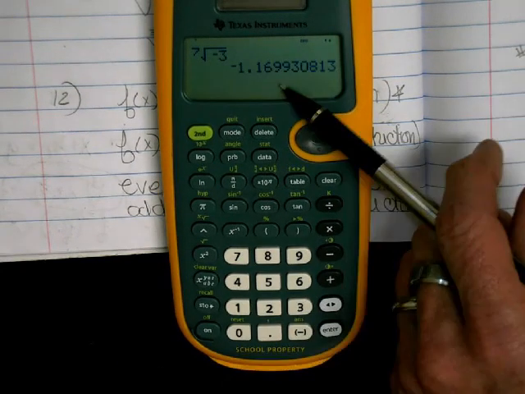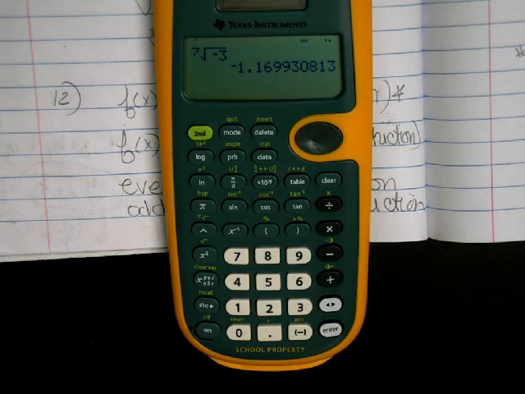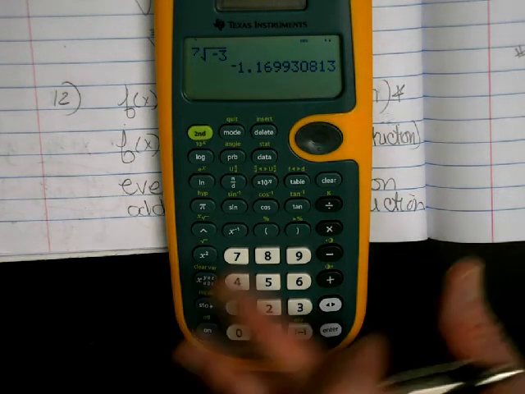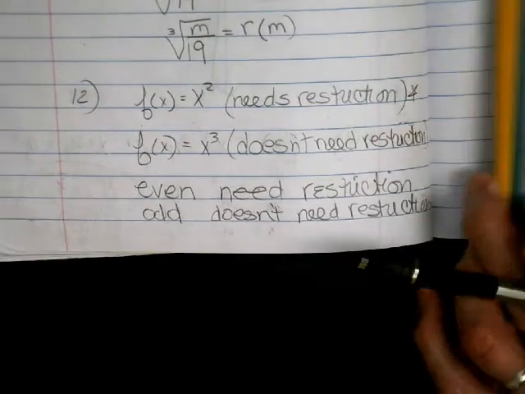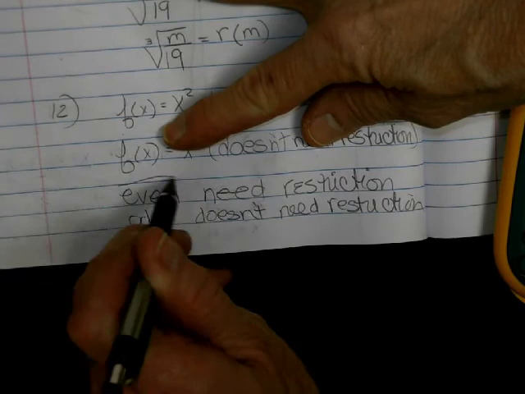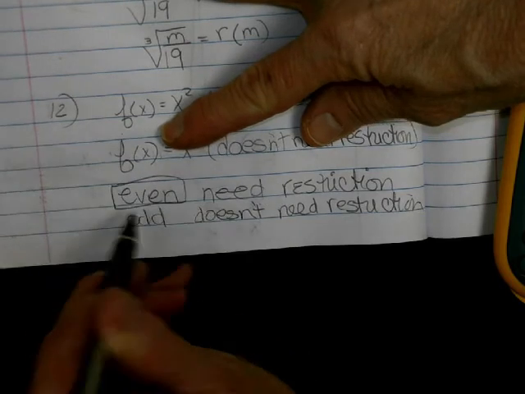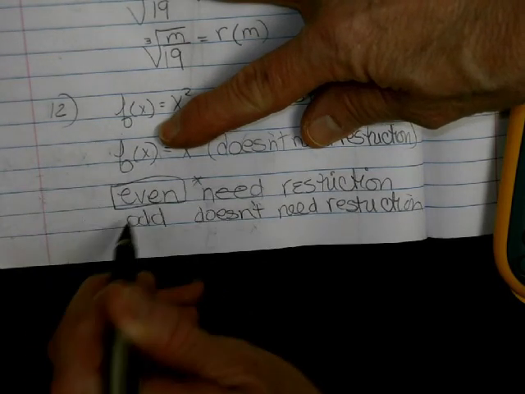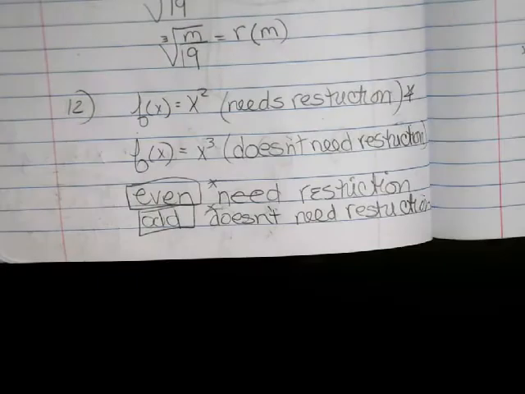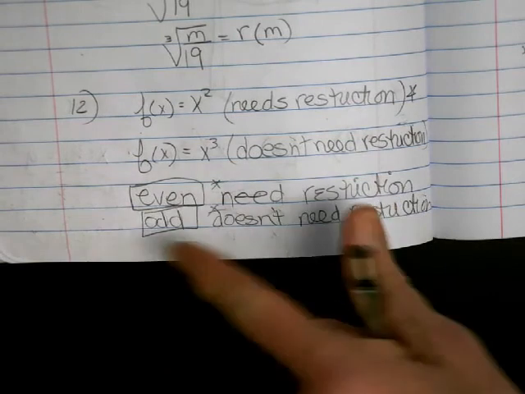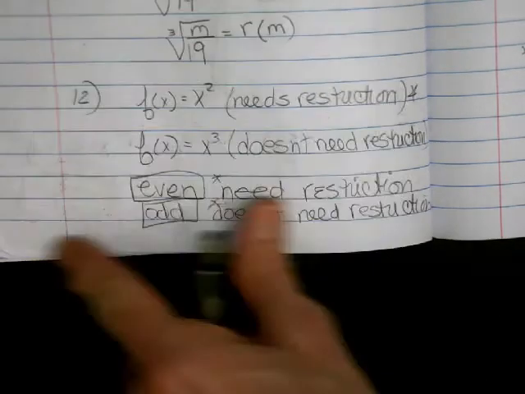And then if I put a negative number in, like -3, see, it's an answer. It's not rational, it's irrational, but it's still an answer. It didn't say domain error. So that's just one little dip in the ocean of the universe where we can observe that even functions do need restriction, and odd functions don't. And that's your assignment.